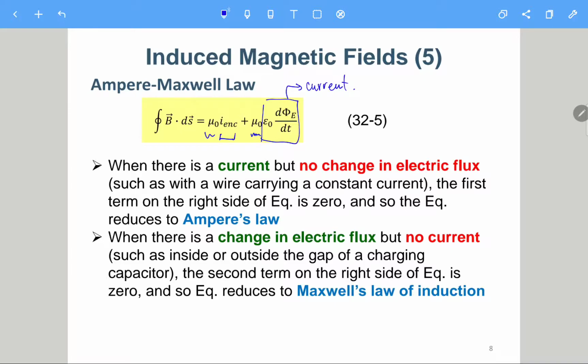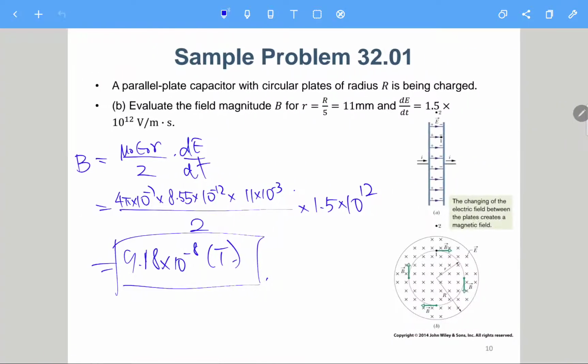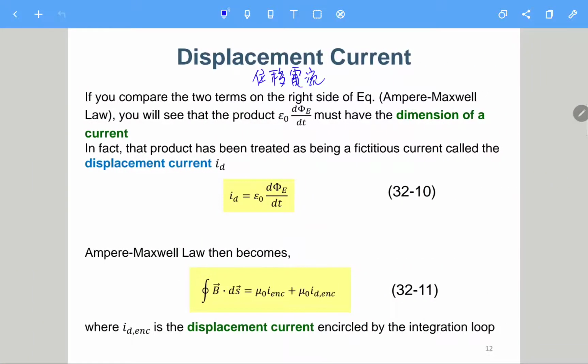In that case, we call this term the displacement current. We call this one ID. So if we substitute this back into the Ampere-Maxwell law, the right side will become mu naught times I enclosed plus ID enclosed, where ID means the displacement current.